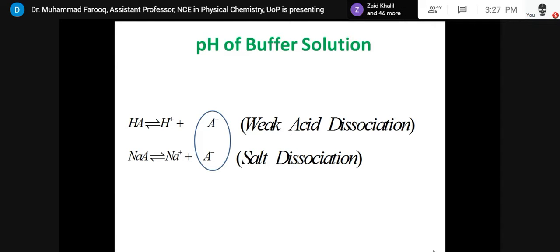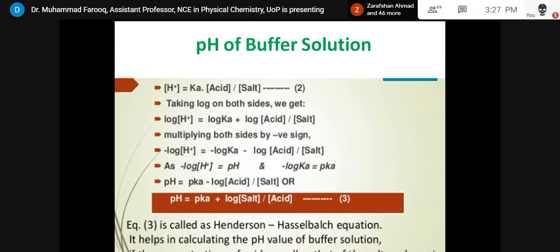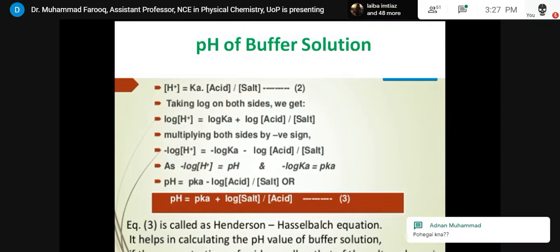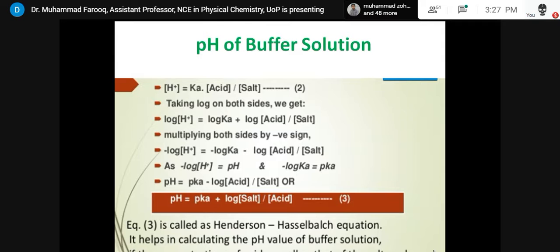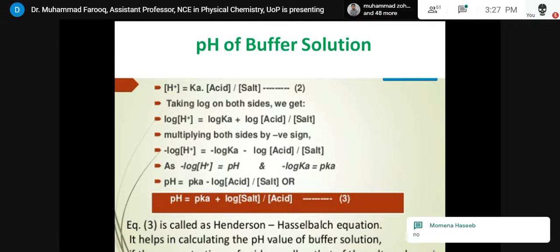So we can write H positive is equal to Ka into acid divided by salt. How is A negative replaced by salt? Because the salt dissociates completely, and the concentration of negative ions coming from the acid is very, very small. Therefore, it is always almost equal to the concentration of the salt. Is that clear?